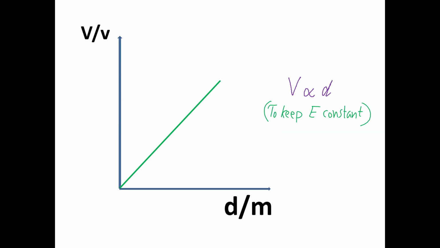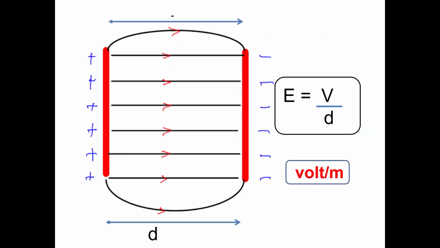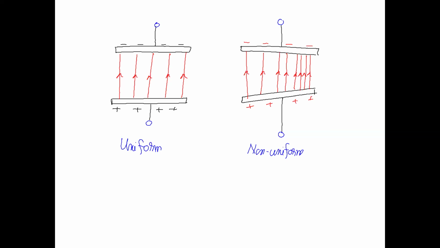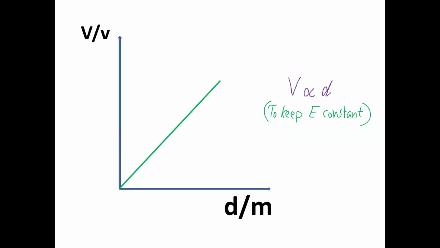Voltage against D. Now look at the diagram. This is V, the potential between the plates, and D is the separation between the plates. Now look at this idea: V and D are proportional. If electric field strength E is constant, you can say that voltage and D are directly proportional.